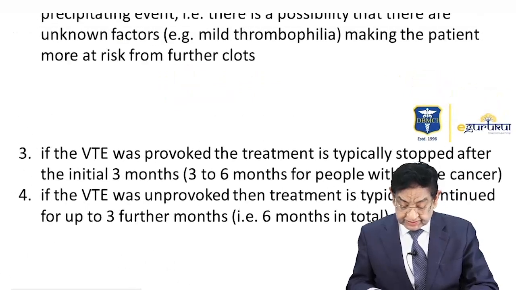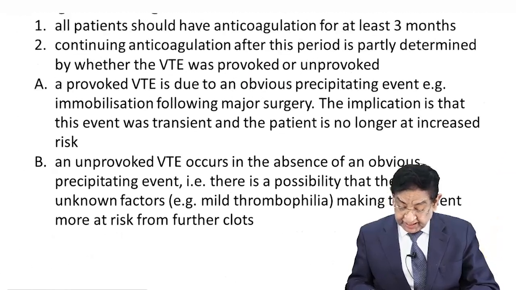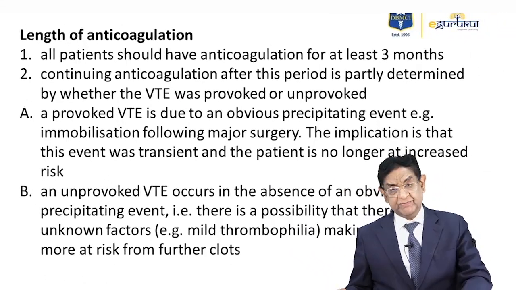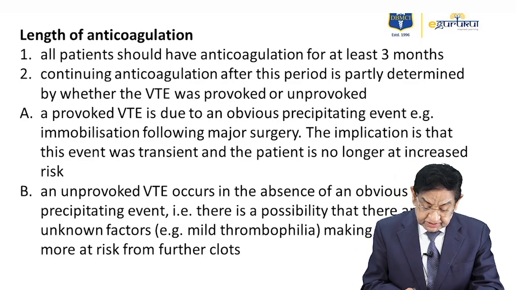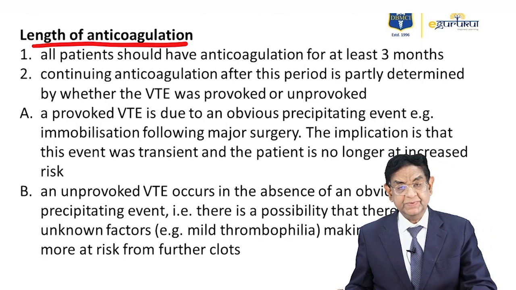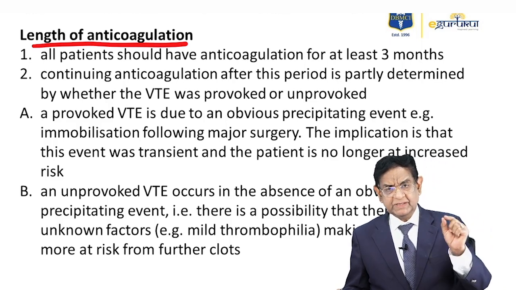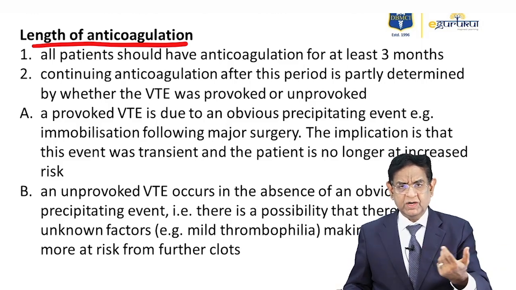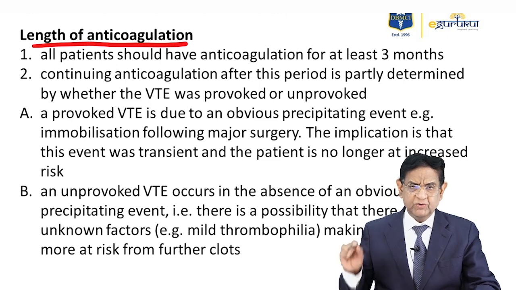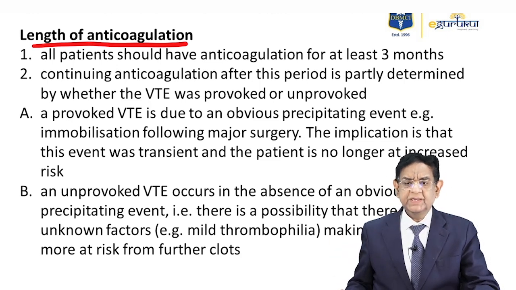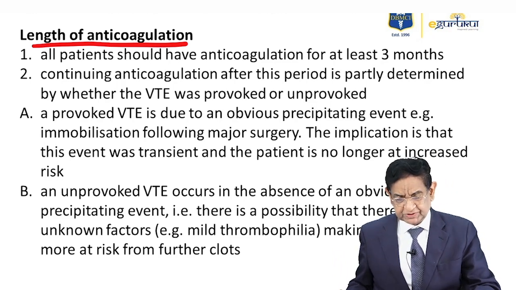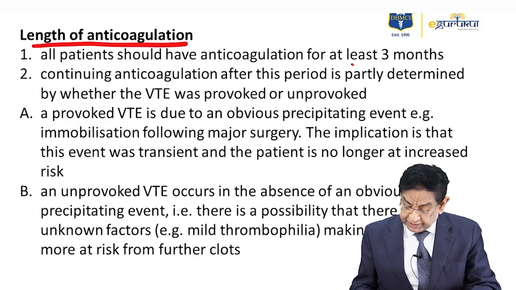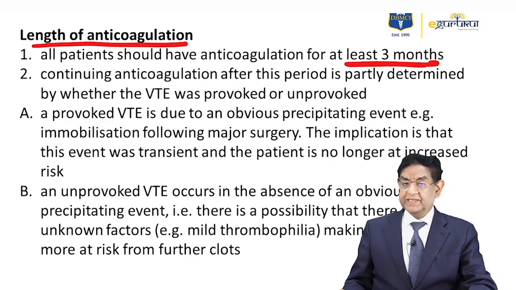Now, one more question: for how long do we have to give the treatment? Again, a very commonly asked question. Length of anticoagulation. To summarize: oral anticoagulant, no role of warfarin, no role of low molecular weight heparin. We put a filter if recurrent embolism is there. Now for how long? At least 3 months. Is it enough? Not at all.